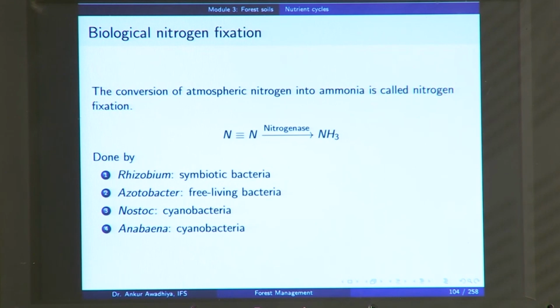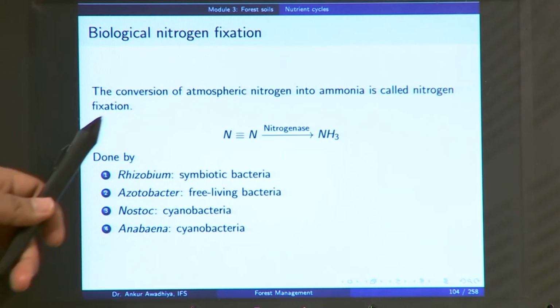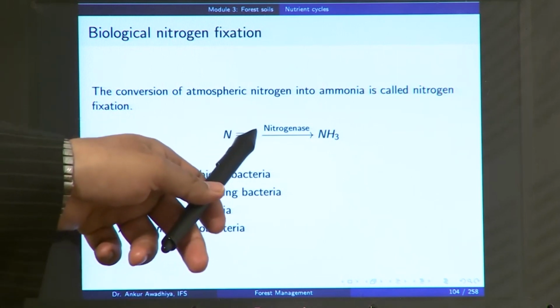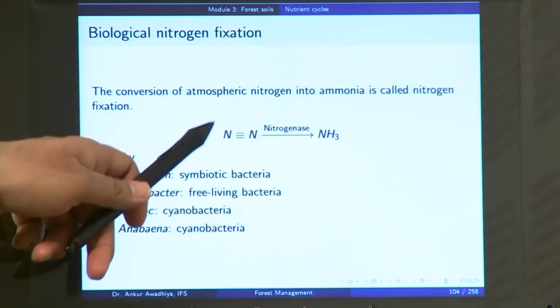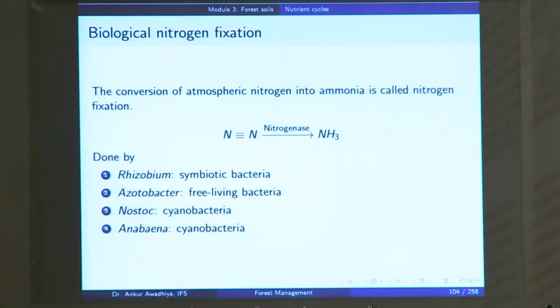Now, how does biological nitrogen fixation occur? In the case of biological nitrogen fixation, you have nitrogen gas, and you have the activity of certain enzymes such as nitrogenase, which converts it into ammonia. So, this is biological nitrogen fixation. You have certain enzymes that are acting on the nitrogen gas and converting it into ammonia. Now, these sorts of enzymes are not found in every organism. They are found in certain nitrogen fixing organisms, and examples include rhizobium.